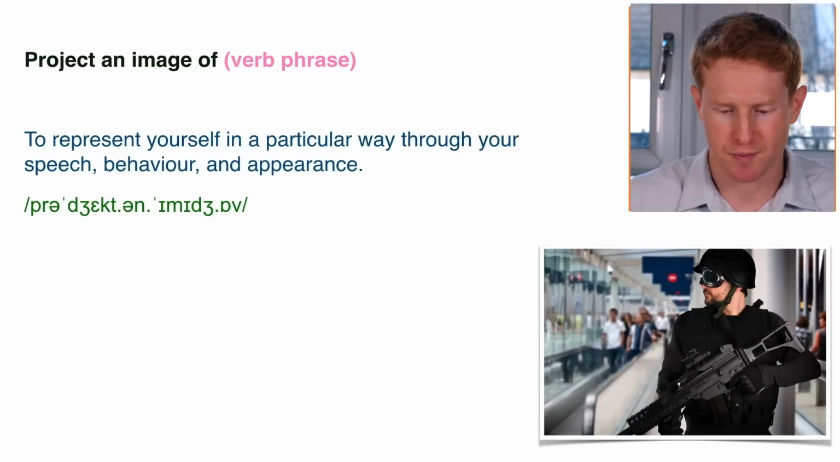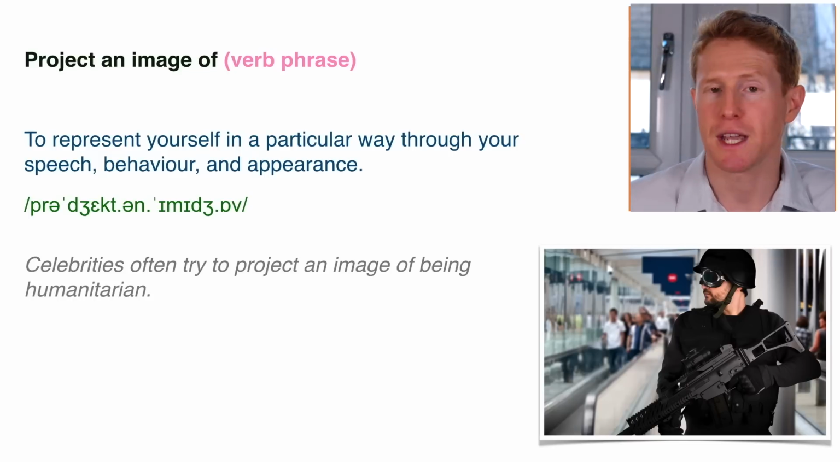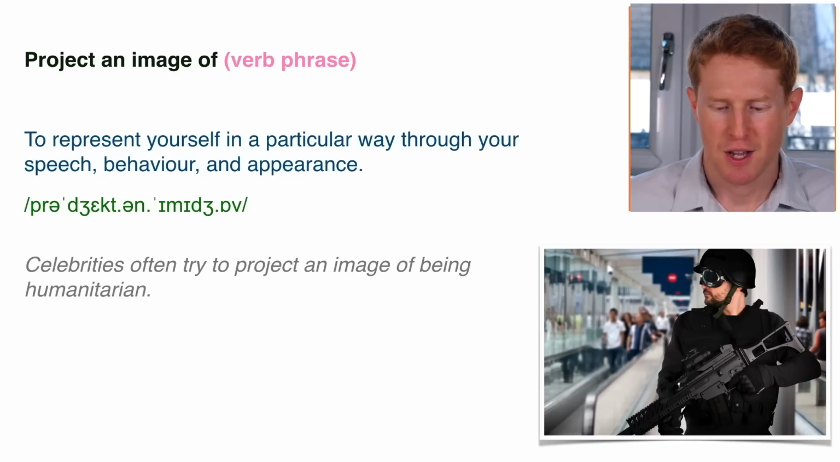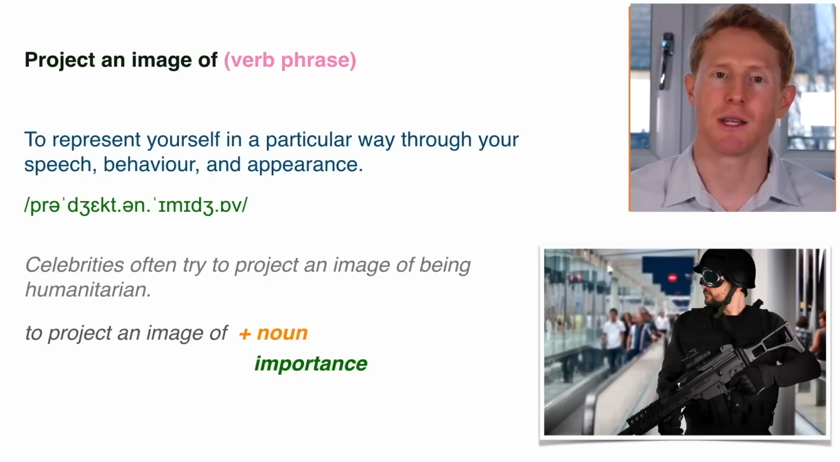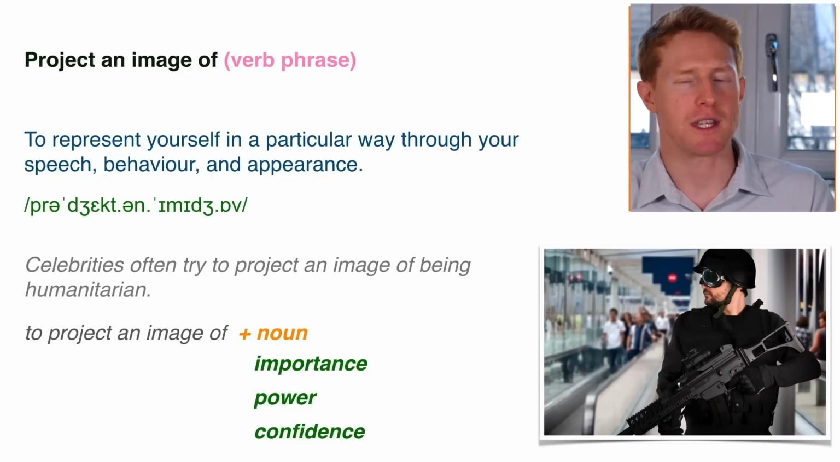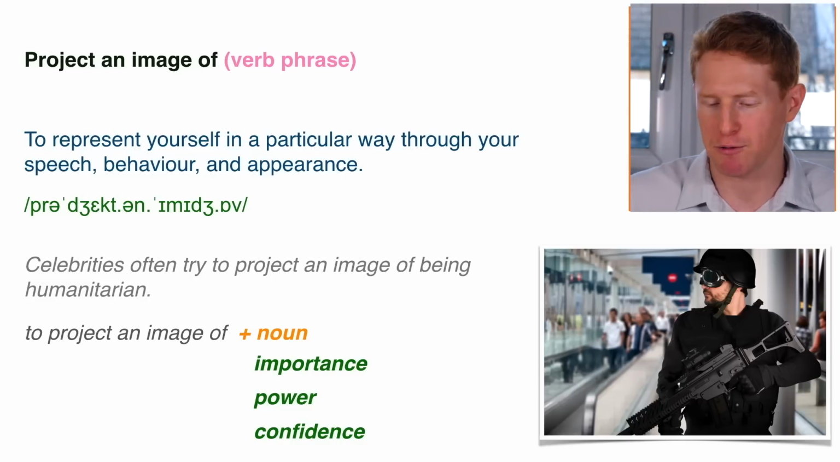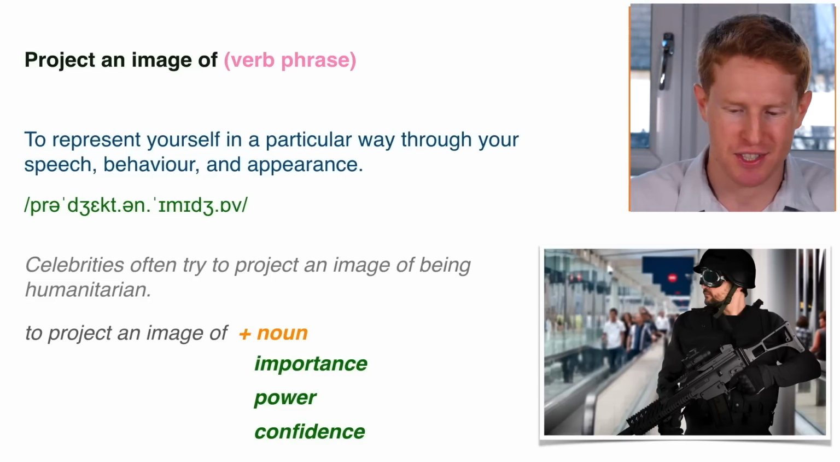Celebrities often try to project an image of being humanitarian. So we can have project an image of and then a noun, so things like project an image of importance, of power, of confidence. So when we use project an image of and then one of these nouns, we're showing a higher level of vocabulary. And guess what? That means a higher band score for your IELTS.